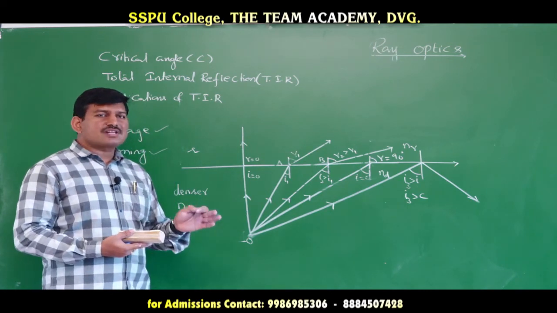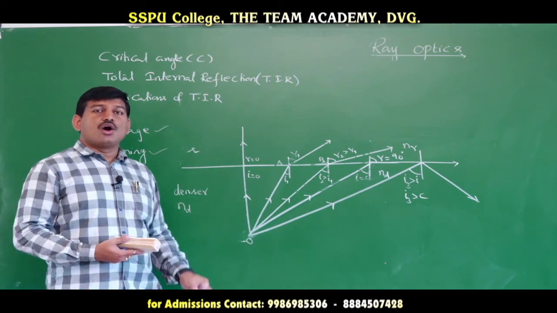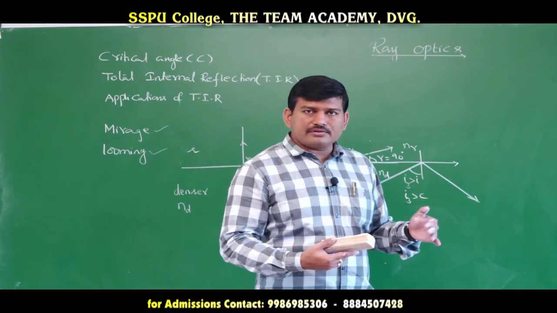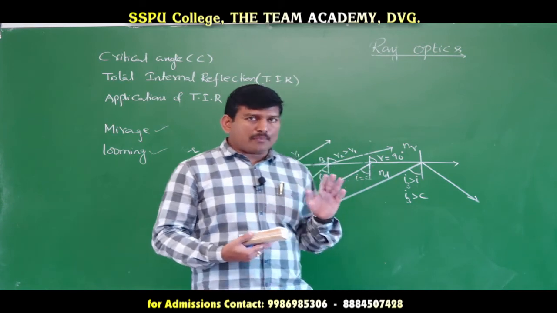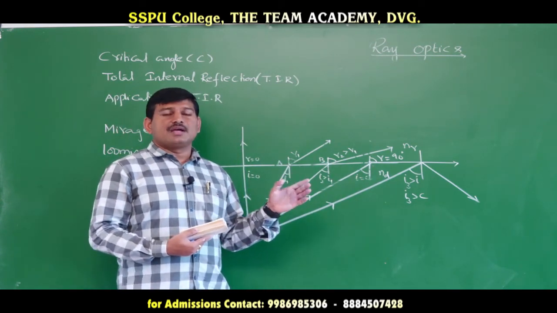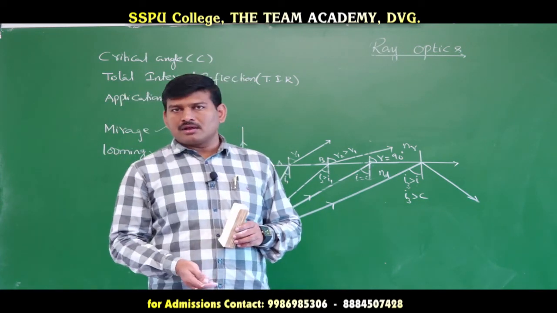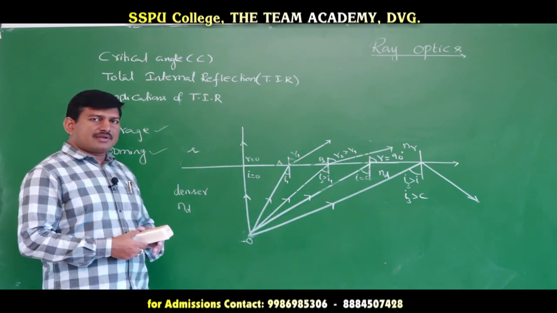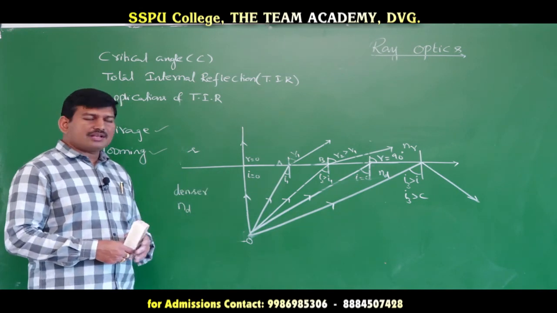And the most advantageous application based on total internal reflection is optical fibers. I will tell you in the next class what is meant by an optical fiber and how it works. But the optical fiber is the one which is used in the communication system, and it works on the principle of total internal reflection phenomenon. Optical fiber cables work on which principle? Total internal reflection phenomenon, and for the fastest communication we can use optical fiber cables.